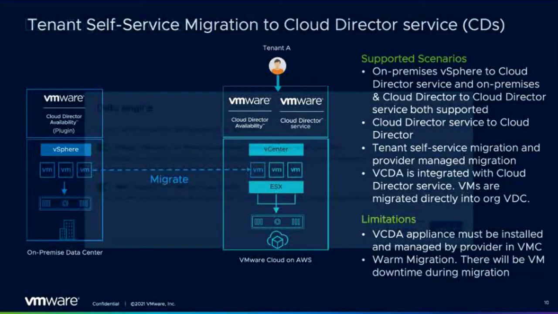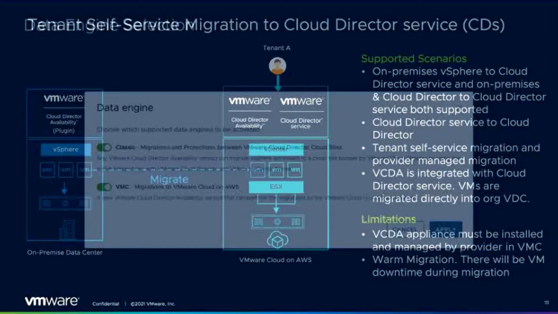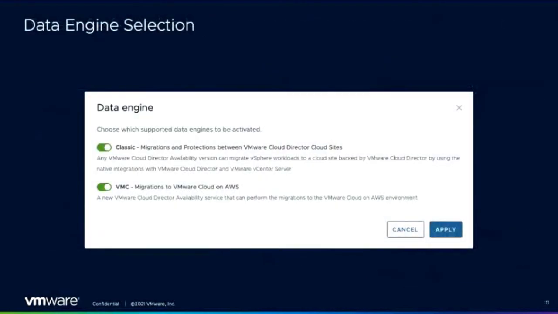This is a look at the new data engine selection, which is part of the initial configuration wizard. It's the only difference in the setup. And if you somehow miss it on the initial setup, then it can always be changed, and you can always enable the right data engine through the VMware Cloud Director Availability Management Portal.